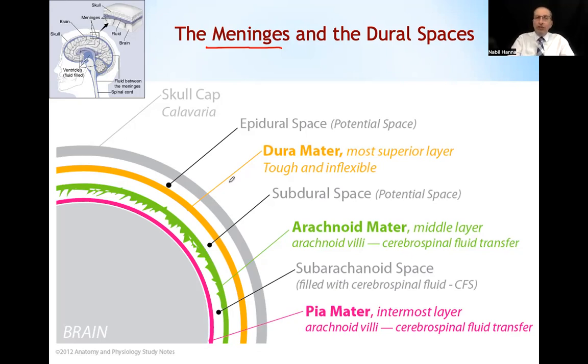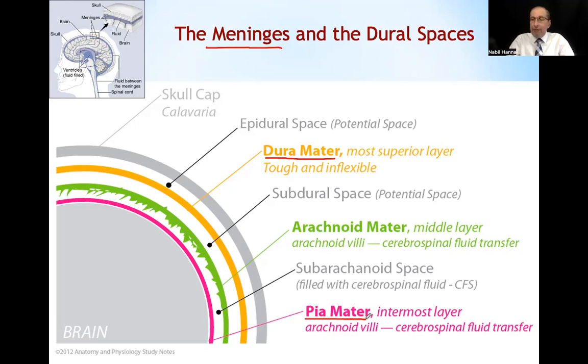There are 3 layers of meninges, and they are from without inwards: the dura mater, the outermost layer of meninges, that is just in contact with the skull, and the innermost layer of meninges that is in close contact with the brain is the pia mater. And you notice the name. Mater in Latin means mother, dura means tough, and pia means delicate and tender.